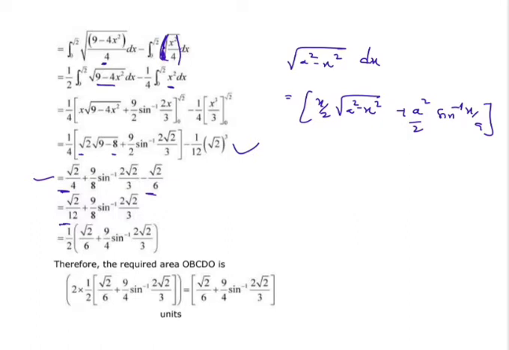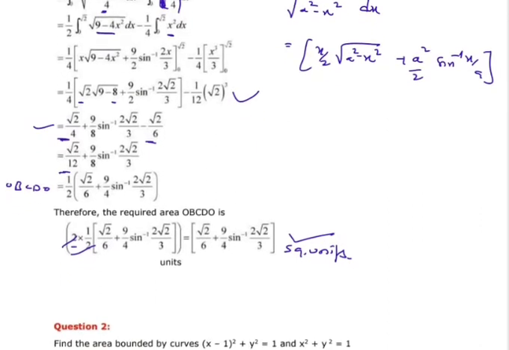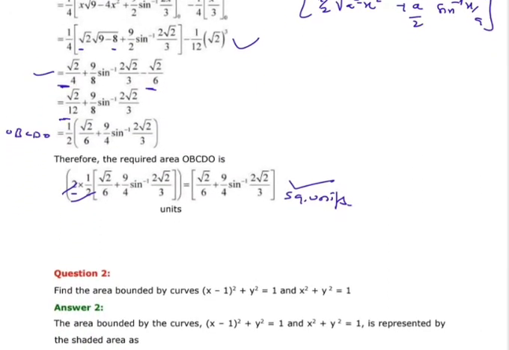by 3. So therefore the required area OBCDO is 2 times of, just multiply by 2 the whole term, that is 2 to get cancelled here, the remaining value is root 2 by 6 plus 9 by 4 sine inverse 2 root 2 by 3 square units, right? So it is nothing but the area of OBCDO.